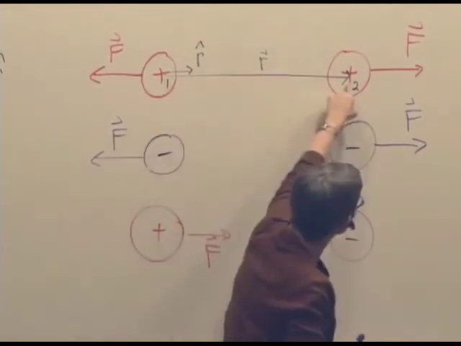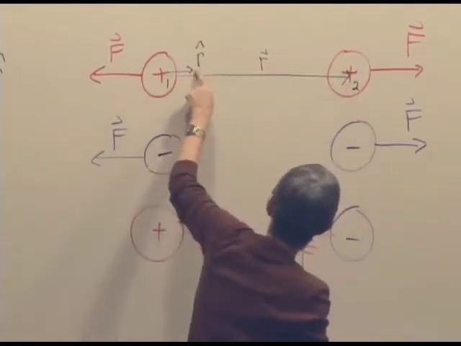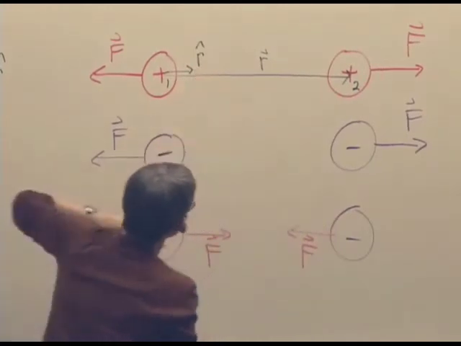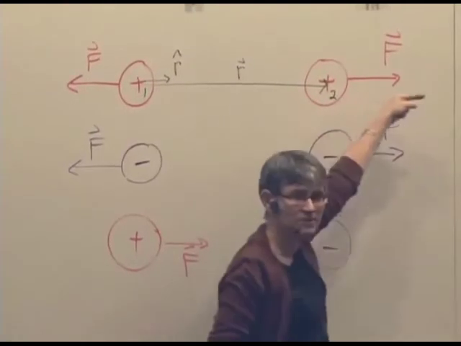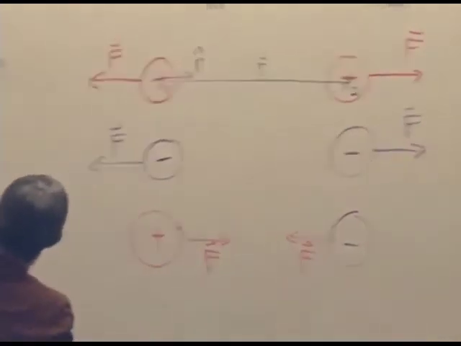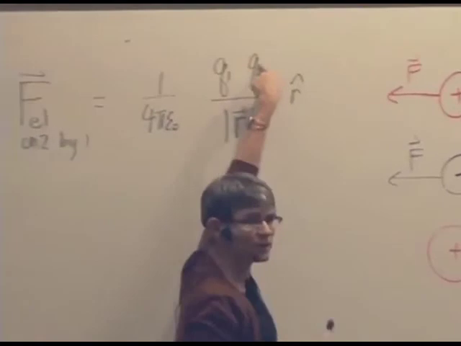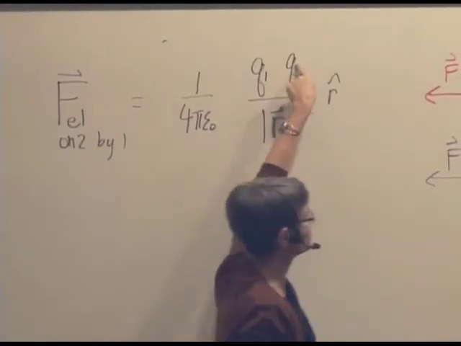So here's the vector r. Here's the vector r hat. The force needs to be in the same direction as r hat in this case, and it will be because both q1 and q2 are positive. So that comes out right.